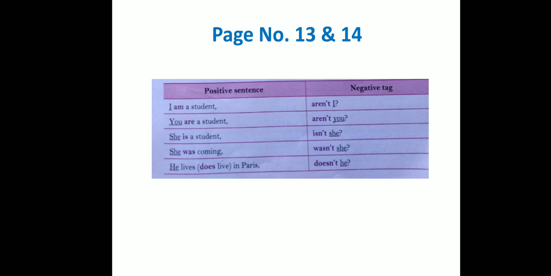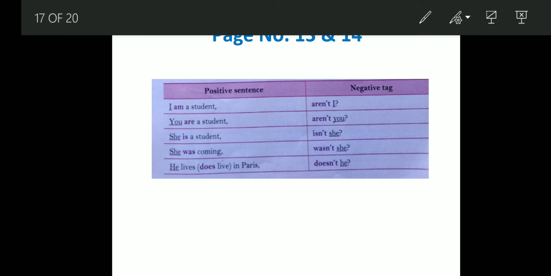Now I told you when we were doing sentences and I taught you contractions, I told you that am not does not have a contraction. Amn't is nothing. Amn't is wrong. So whenever you have am and you want to add a negative contraction, you will say aren't. So I am a student, aren't I? Okay. You are a student, aren't you? You take the helping verb are and you make a contraction with not, aren't you? She is a student, isn't she? She was coming, wasn't she? Again, helping verb together with not has been taken to make the question tag.